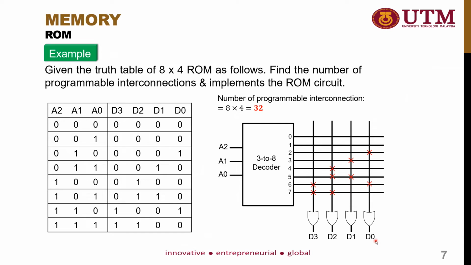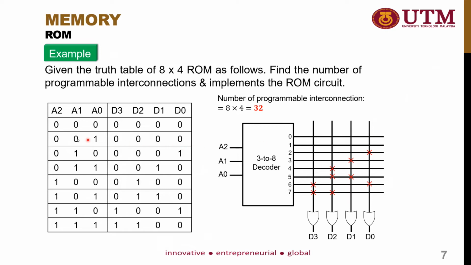So how do we get this circuit? As you learned in the previous chapter, for a decoder, if the input is 0, 0, 0, it means that output 0 is equal to 1. So you see here, in each output there is no output which is equal to 1. So the pin 0 is not connected to any of the outputs.